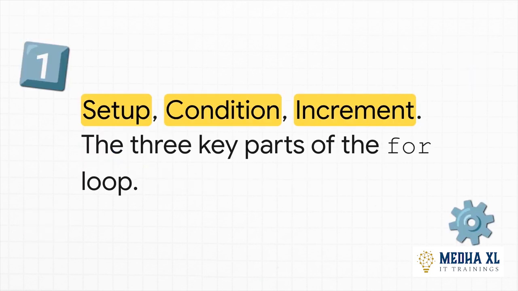So let's really break this down, because this one little line is the whole engine. That first part, int i = 1, that's just the setup. We create a counter and start it at 1. The middle part, i <= 10, that's our rule. The loop will only keep running as long as this is true. And that last bit, i++, that just means add 1 to i after every single pass.